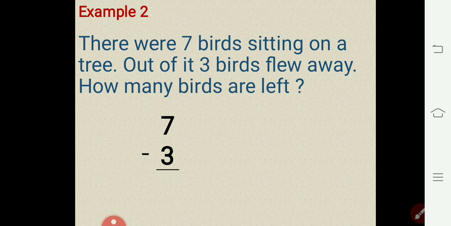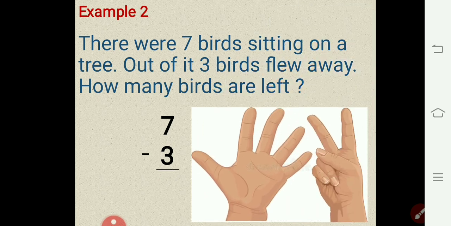Now how are we going to do a subtraction sum? First of all, you will open your 7 fingers. Okay, chalo, everybody do it with me. Open your 7 fingers, and the second number is 3. So we will cut 3 fingers. 1, 2 and 3. Here we are cutting 3 fingers. Now your answer is the remaining fingers. Let's count how many fingers are remaining. 1, 2, 3 and 4. So here the answer is 4.